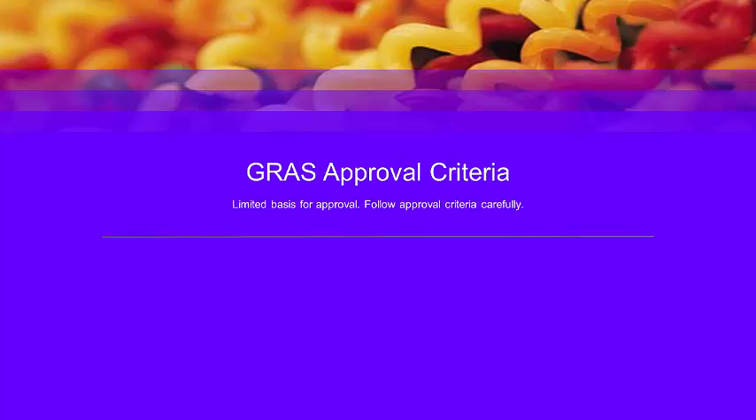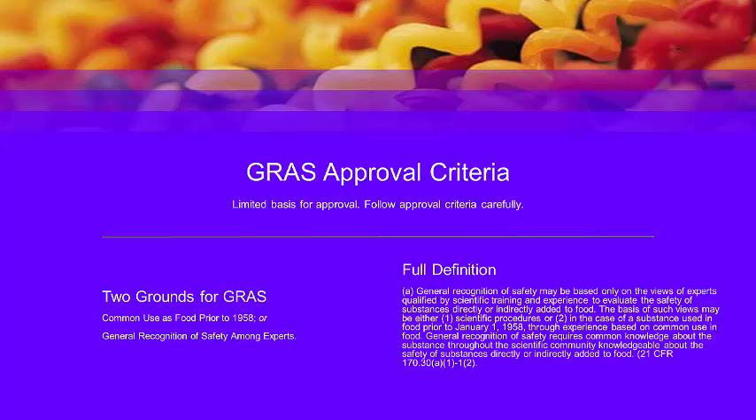So if we get through all of that, then we can say, okay, what is the GRAS approval criteria? How do we know our particular added substance, and we are looking specifically at the substance and not at the food as a whole, how do we know our substance is generally recognized as safe? And so we have a limited basis for approval. There's actually only 2 grounds for GRAS: common use as food prior to 1958, or a general recognition of safety among experts. And here's our full definition. There's more in part 170.30, but this is the main introduction to these 2 grounds for GRAS.